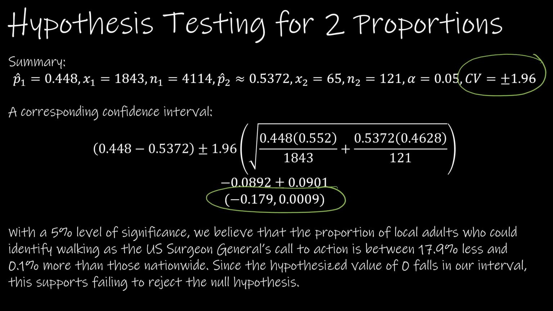What does it mean? Well, with a 5% level of significance, we believe the proportion of local adults who could identify walking as the U.S. Surgeon General's call to action is between 17.9% less, so remember we're just going to move that decimal, 17.9% less and 0.1% more than those nationwide. Since the hypothesized value of 0 falls in our interval, this supports failing to reject the null hypothesis.